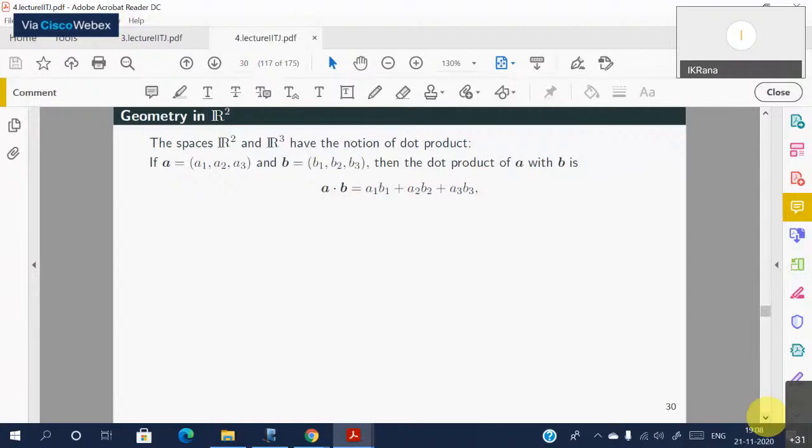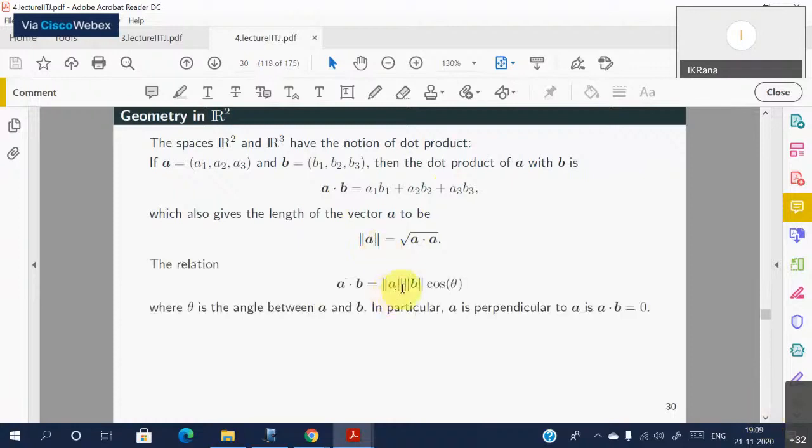So what is the geometry in R2 or R3? That comes via the dot product. One defines the dot product of two vectors A and B to be A1 B1 plus A2 B2 plus A3 B3. And how does this introduce geometry? Basically, the length of a vector comes from the square root of A dot A. So the dot product gives you the notion of length, and also the notion of angle, that A dot B can be written as the magnitude of A times the magnitude of B times cos theta, where theta is the angle between the vectors A and B.